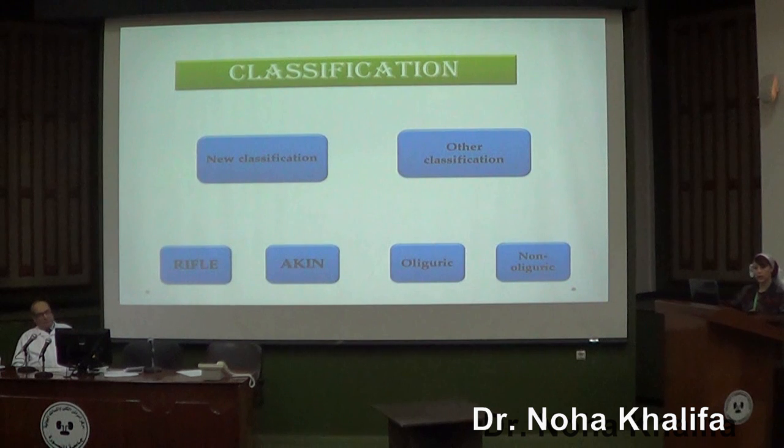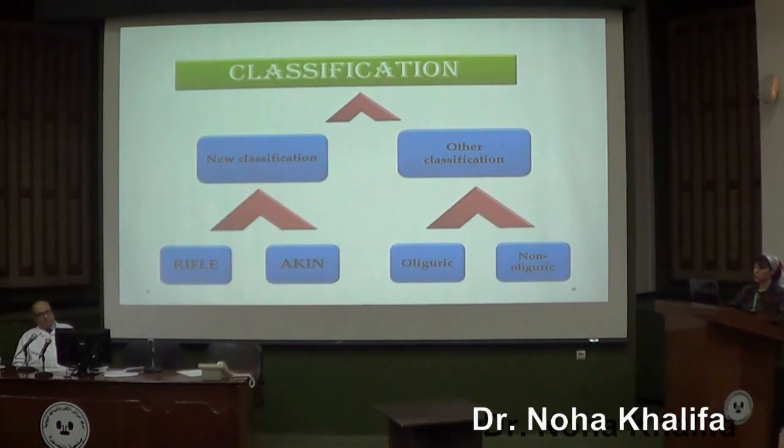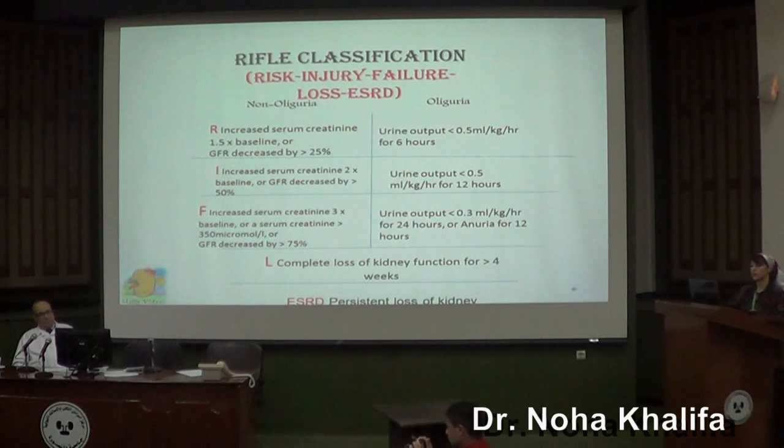We have classifications. We have an old classification which was oliguric and non-oliguric, and then there's a new classification which is the RIFLE and the AKIN. AKIN is basically just a modification of the RIFLE. RIFLE stands for risk, injury, failure, loss, and end-stage renal disease, and in both situations we describe whether it's non-oliguric or oliguric. So in risk, the patient has an increased serum creatinine 1.5 times the baseline, or a decrease in the GFR of 25%, or oliguria, urine output less than 0.5 milliliters per kg per hour for 6 hours.